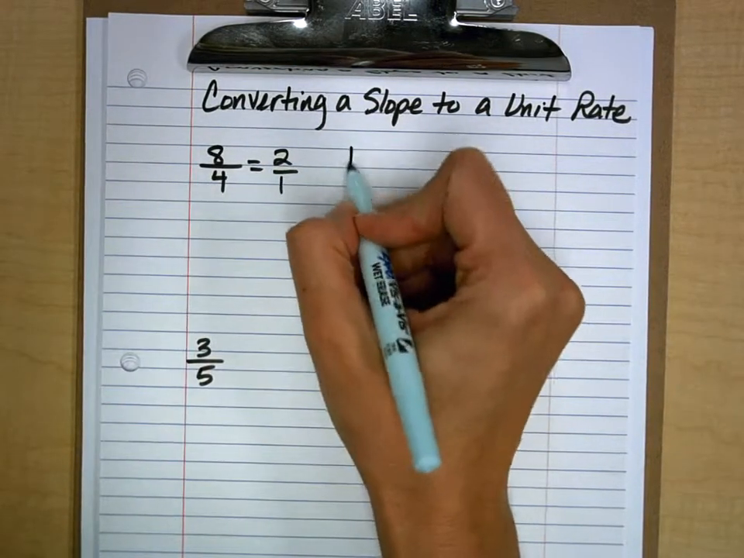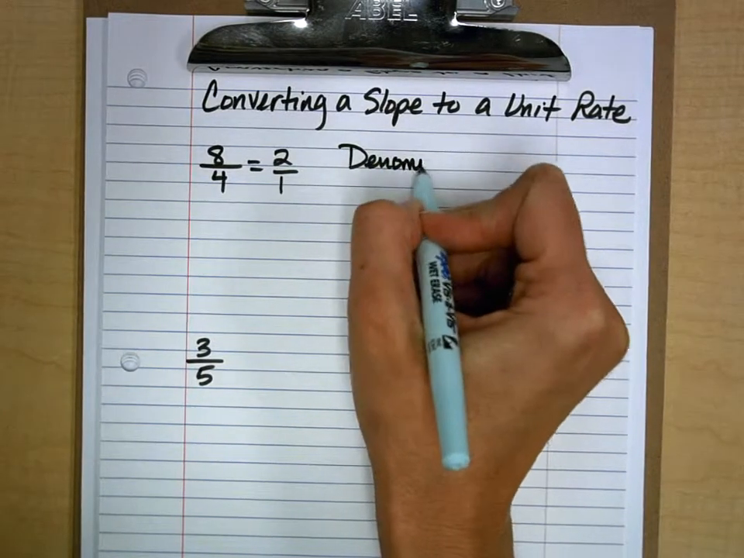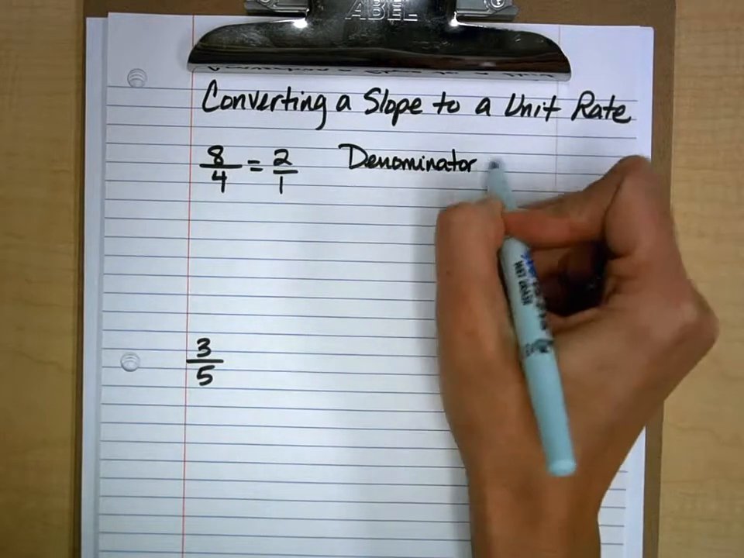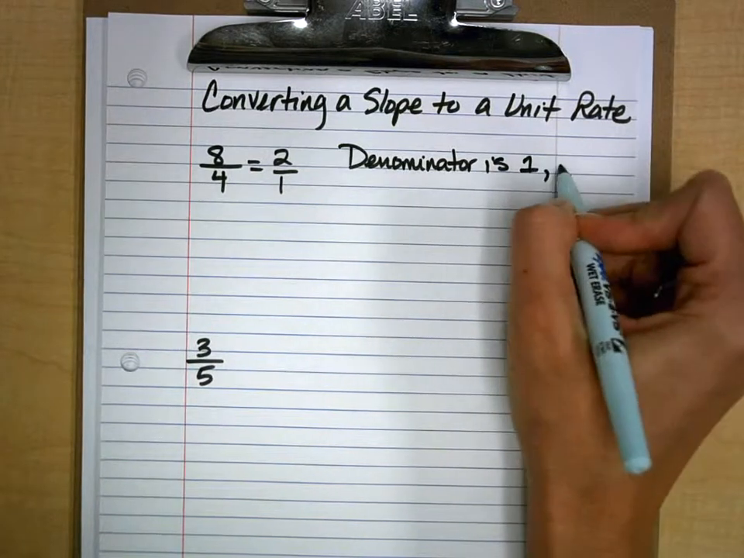Okay? So when the denominator is 1, you have a unit rate.